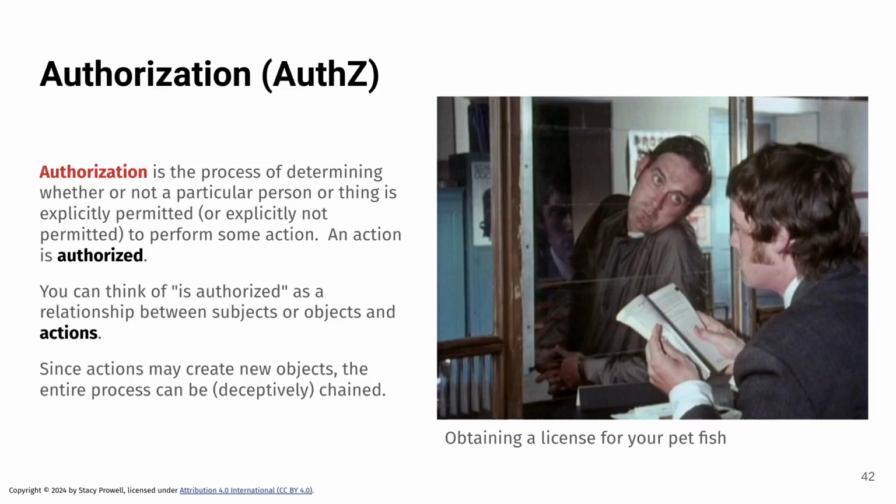Think of is authorized as a relationship between subjects and objects and actions, okay? So is this computer allowed to join the domain? It's got to communicate with the domain controller and exchange credentials. Am I allowed to use this printer? Well, I've got to send my credentials over to see if I can use it, okay? Some actions may create new objects. Those objects may then have their own properties, and we can sometimes get around this by chaining together actions, but that's a whole other topic.